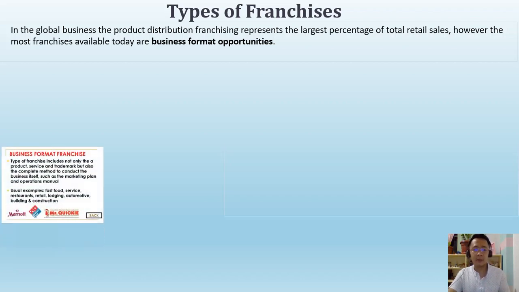The business format franchise is a type of franchise that includes not only a product, service, and trademark, but also the complete method of conducting the business itself, such as the marketing plan and operations manual. Usual examples are fast food, service restaurants, retail, lodging, automotive, building, and construction.